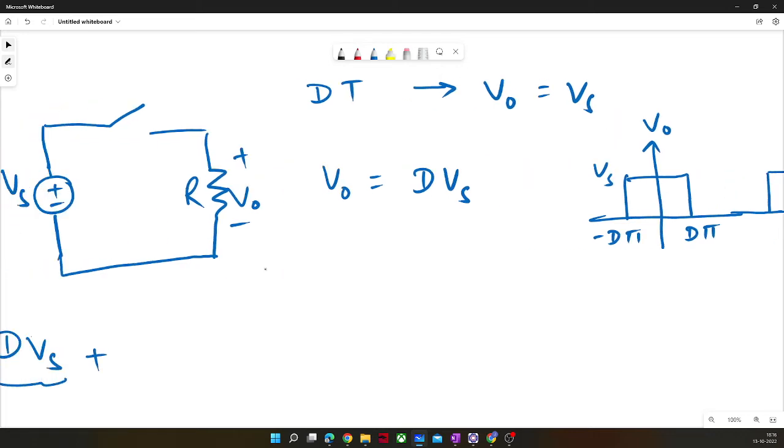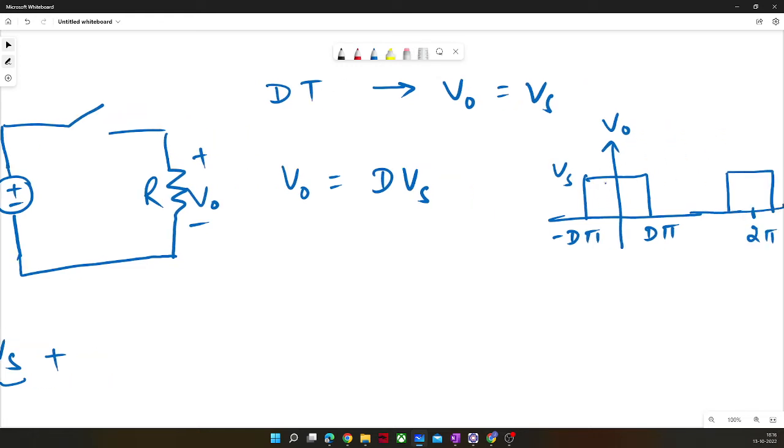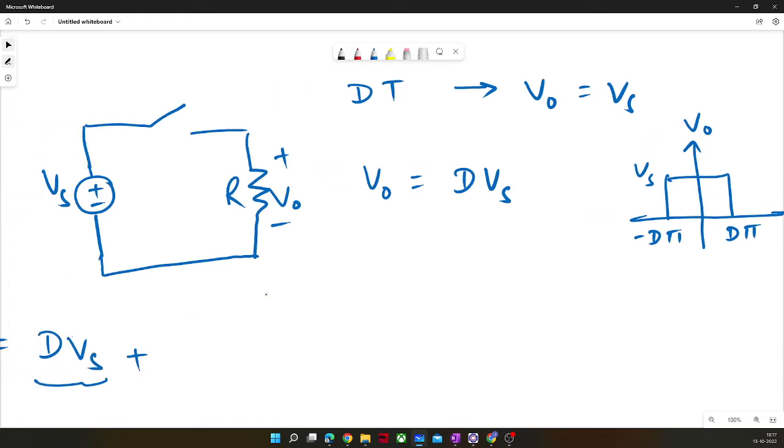Okay. So we wrote the average value of this waveform; you can also calculate it. That will come out to be dVs. Average you can calculate either by area property or anything. So that average will be dVs.